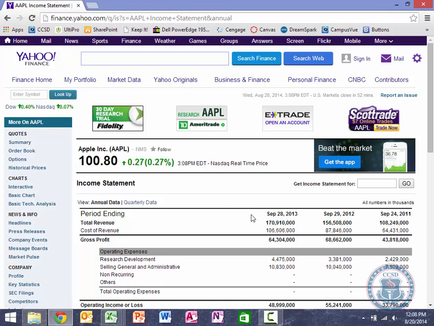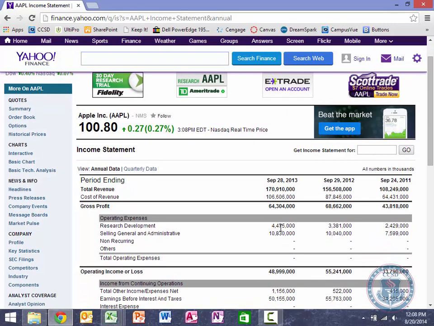So we could sit down and say, listen, total revenue. Now, this is in thousands, which means we have to add another three zeros to the end of all of this. Every number has another three zeros on it. They've shortened it so that we can read it without as many zeros. So their total revenue was 170 billion for the year ending September 28th, 2012. Tell me I don't know how to pick a stock.